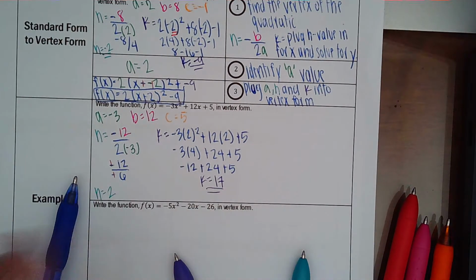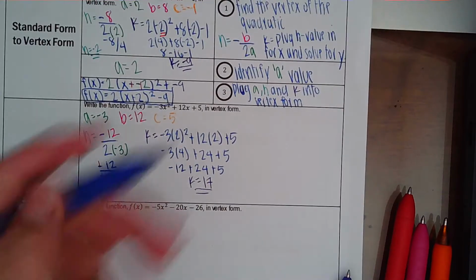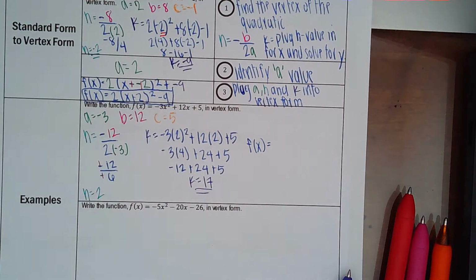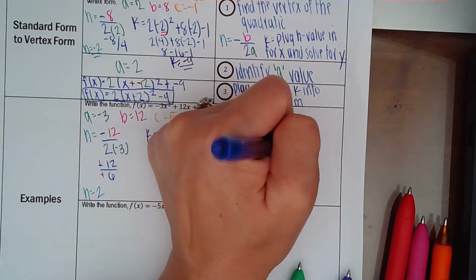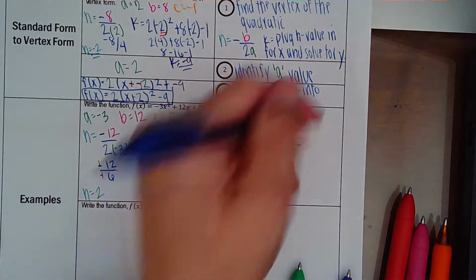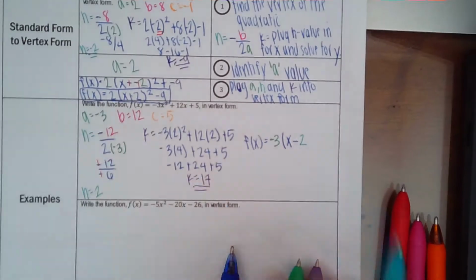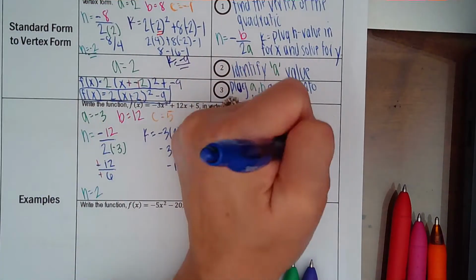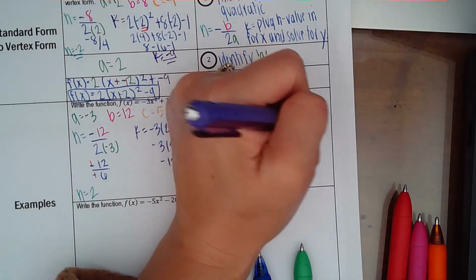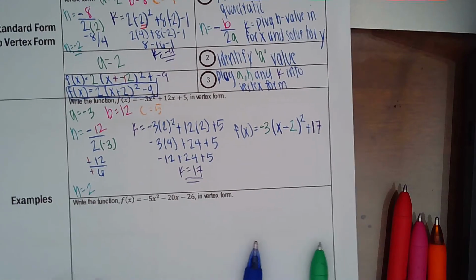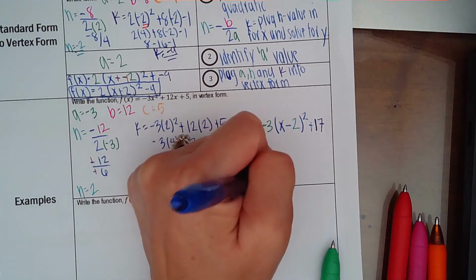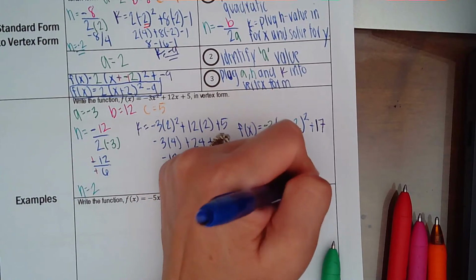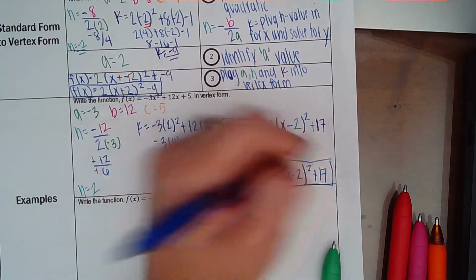Okay, so we have our h and we have our k. Now we're going to write it in vertex form. So f of x equals, we'll take our a term, which we know is negative 3, negative 3 (x minus 2), and our 2 was positive so just minus 2, close your parentheses, square it, and then plus our k value, which is 17. All right, and then I'm just going to simplify anything that I can. There's nothing really to simplify, f of x equals negative 3 (x minus 2) squared plus 17. And voila, you're done.